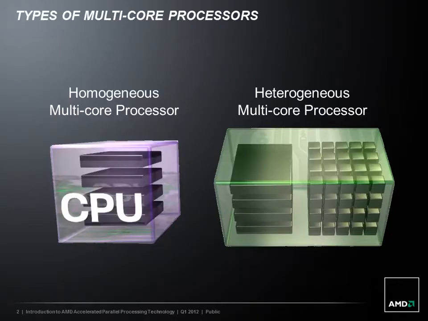First, let's define the two types of multi-core processors we will be discussing. The most common type is the homogeneous multi-core processor. In a homogeneous multi-core processor, each of the processing cores are identical. This is the case with traditional multi-core x86 CPUs that now have between 2 and 16 x86 processing cores. In contrast, the heterogeneous multi-core processor has multiple processor cores, which are different from one another. This diagram represents a heterogeneous multi-core processor with 4 x86 cores and 80 graphics processing cores.